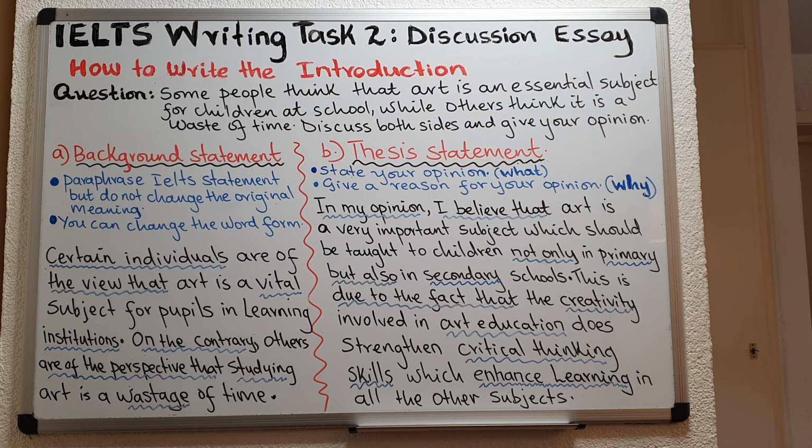Discuss both sides. So in your essay, you need to write a paragraph about people who think that art is important, and you also need to write a paragraph about people who think that art is a waste of time. That is what discuss both sides means. And then after that, you're supposed to give your opinion. So discuss both sides and give your opinion.